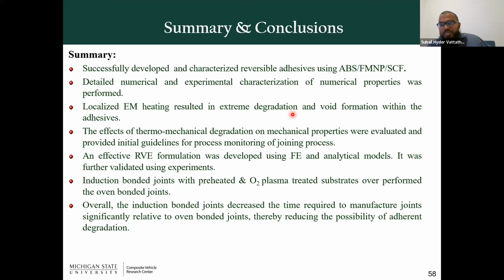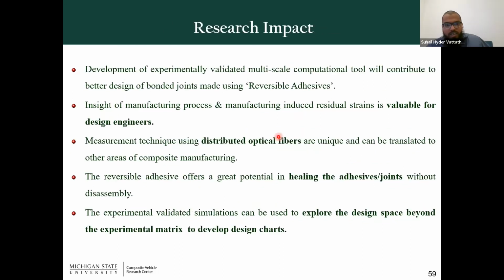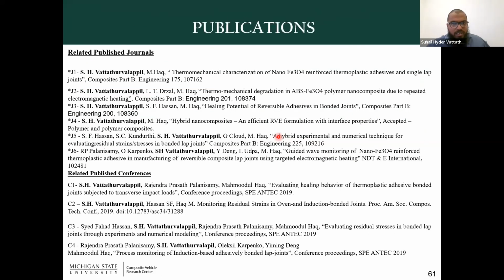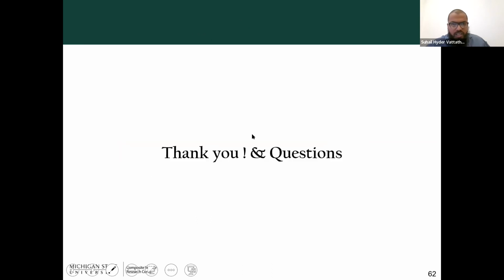And the rapid processing and the selective heating potential of EM joining techniques are some of the key factors that qualify it for large-scale manufacturing. And overall, this work can be easily extended to other thermoplastics, provided the approach used in this work is used to limit the degradation due to EM heating. So you can also see some of the journal publications that we got from this particular study. And that is all regarding this presentation.